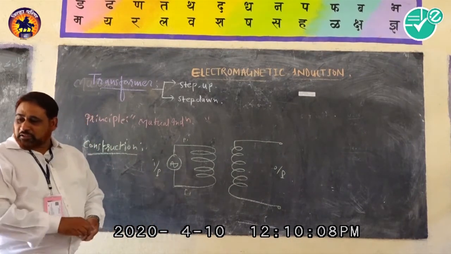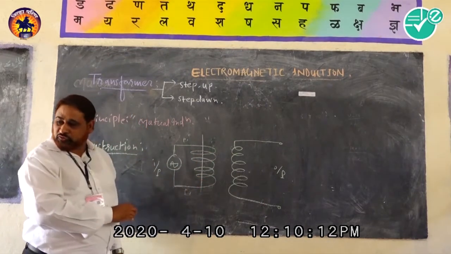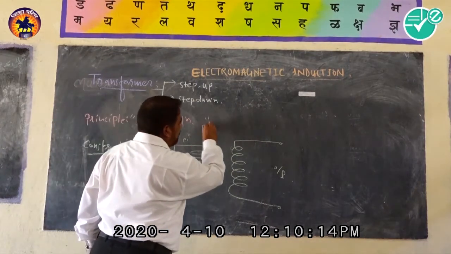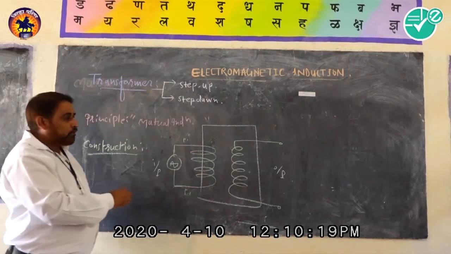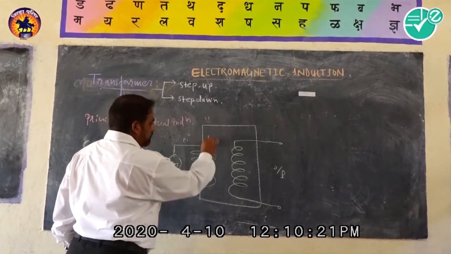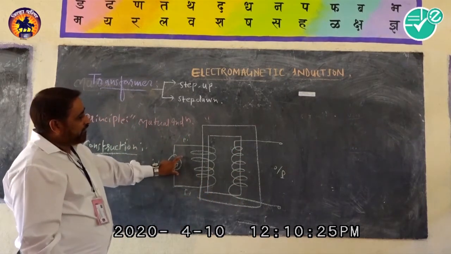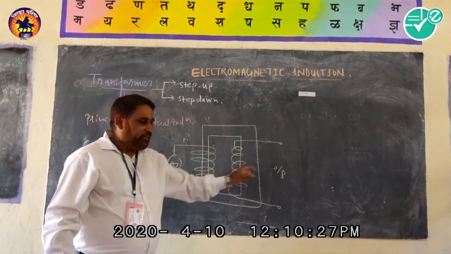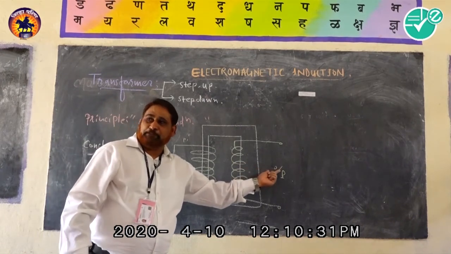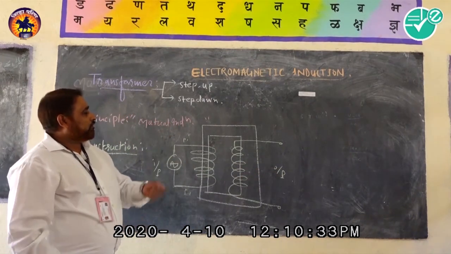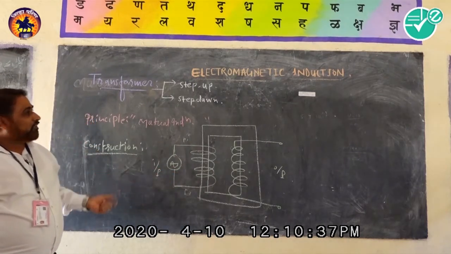So these coils are wound over the soft iron core, and this is the primary winding, and this is the secondary winding, where the input is applied at the primary and the output is taken here. So in this way, the concept of transformer is there. Now let's talk about the working of the transformer.